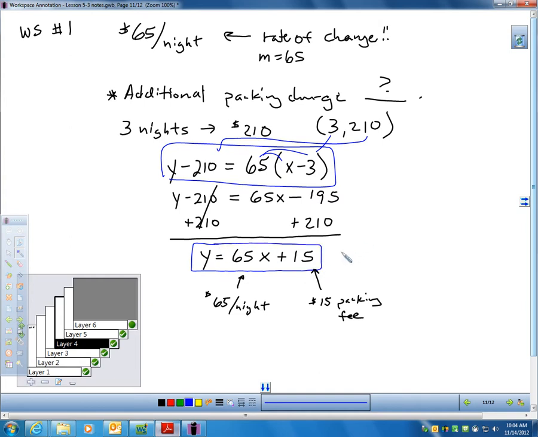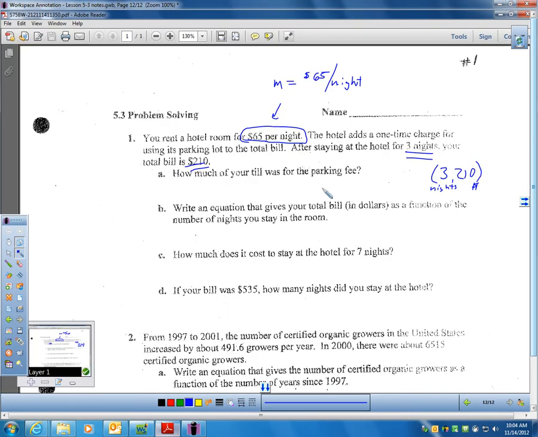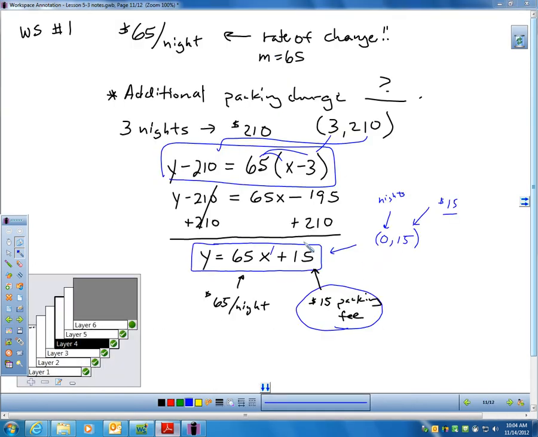Okay, now, this equation is in slope-intercept form. So remember, the y-intercept is where the graph crosses the y-axis when x is 0. 15 means the point (0, 15). That means when I had 0 nights, I still spent $15 on something. Well, that something was the parking fee. Remember how on the worksheet, let me go back, the worksheet wanted to know the parking fee. Well, there was an extra $15 charge for something. You can see that in my slope-intercept form. At 0 nights, I still spent $15. There's my $15 parking fee.